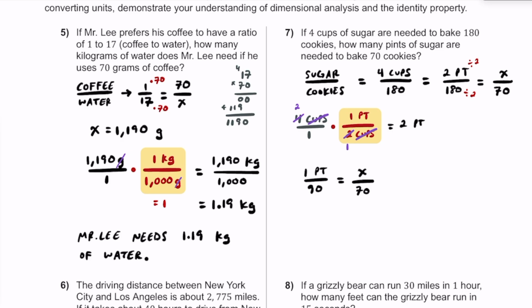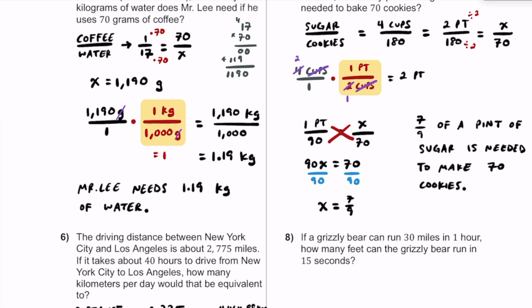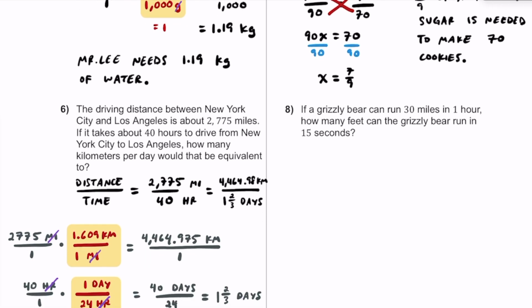Now, it doesn't go in really nicely here, so I'm just going to go ahead and use cross products. So 90 times X is going to be 90X. 1 times 70 is just going to be 70. And if you go ahead and divide both sides using the division property of equality here, we can see that X here would be equal to, well, 70 over 90 is just 7/9. So we would just need 7/9 here of a pint. And so we can go ahead and conclude here that we need exactly 7/9 of a pint of sugar to make exactly 70 cookies. All right, let's try one more example together.